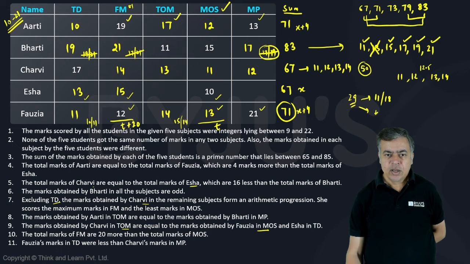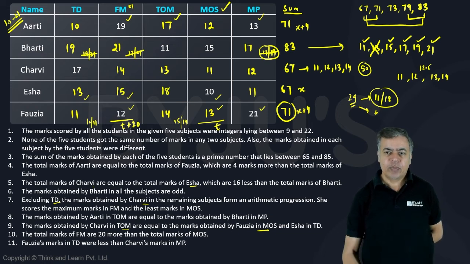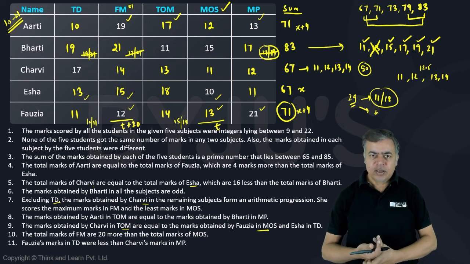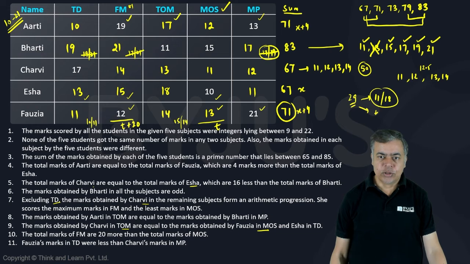Right? 14 and 15. But TOM for Isha cannot be 14 or 15 because it is in the row and column. Both 14 and 15 will be rejected. So only possible is 11 and 18. So 11 cannot be here, so here must be 18. Here must be 11. Right? Only possibility. Rest all cases are rejected. Right? So we got all the marks of all the students.